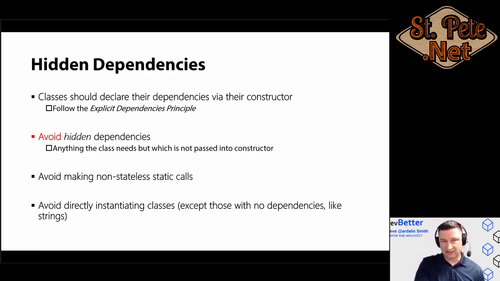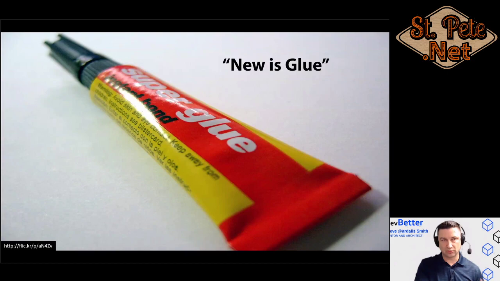When you're directly instantiating things inside your code, usually with the new keyword, just remember new is glue. I wrote an article about this a long time ago. It's easy to remember because it rhymes. Anywhere in your code base you see the word new, especially if it's newing up some kind of component that has side effects, you want to think really hard about whether or not that belongs there.